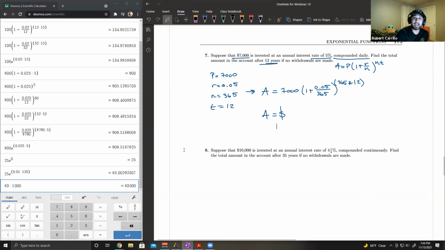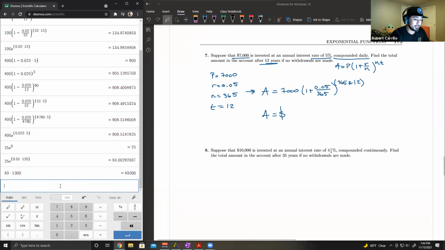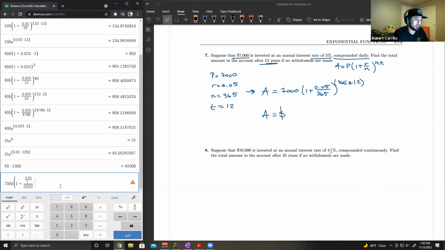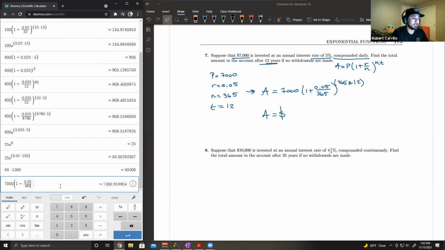Let's see how much money we have after investing $7,000 for 12 years. So 1 plus 0.05 over 365, raised to the parentheses 365 times 12. Ooh, that's nice. So after 12 years, your $7,000 will turn into $12,754.31.